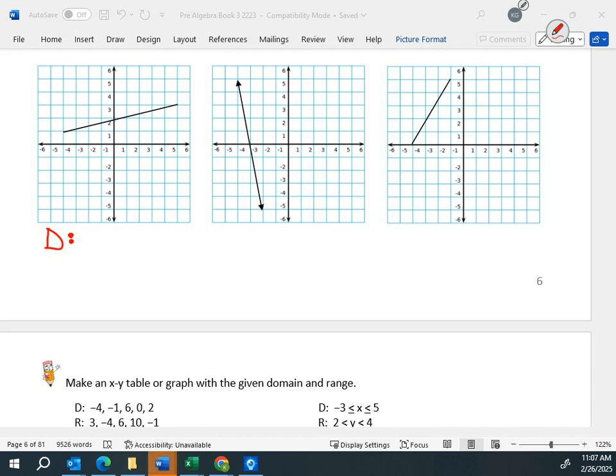Harper. -4.5. Or -4. -4. And then I have my arrow, -4 to what? To 5. Then I need to write my range. Tessa. 1 to 3. Yeah. 1 up to the 3.